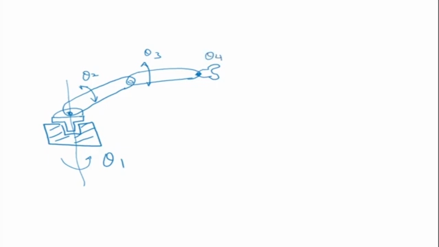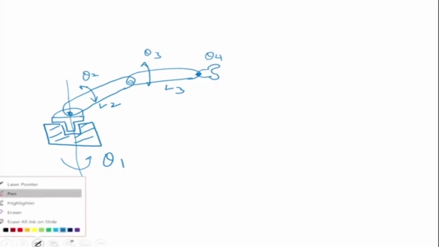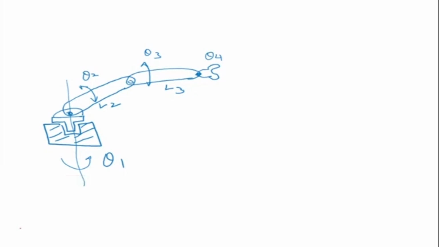Now what is the length? This is L2, this is L3. Let us assume that the first axis, 0 axis, first axis and second axis are the same axis. Let's make that assumption. Now let us assign our z-axis. Z0 and z1 are the same axis.